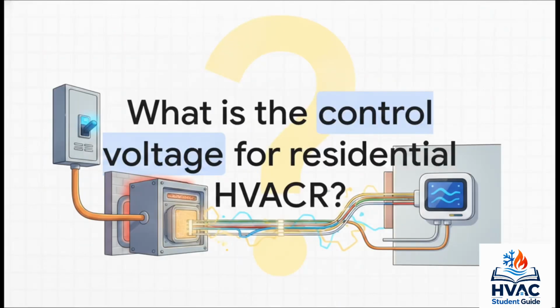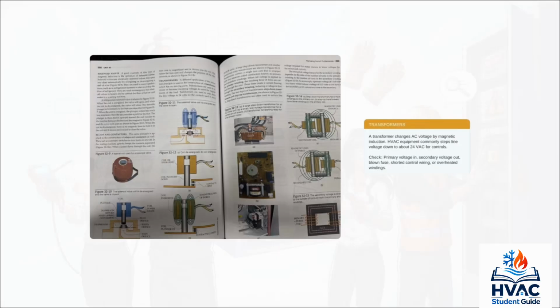Which brings us to question 1 from the Unit 34 section of your review. It tests your knowledge on how we safely route power to the thermostat. Obviously, we aren't going to run 240 volts through a customer's living room wall to a little plastic thermostat. So what is the standard control voltage? The exact answer you need is 24 volts AC.